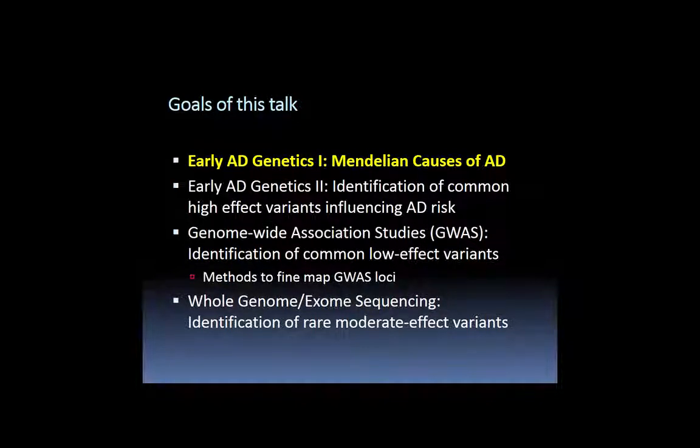And I will talk also some about how to go from the results of a GWAS to actually trying to understand what underlies those signals. And lastly, we'll talk about whole genome and whole exome sequencing and identifying rare variants. So a lot to cover.